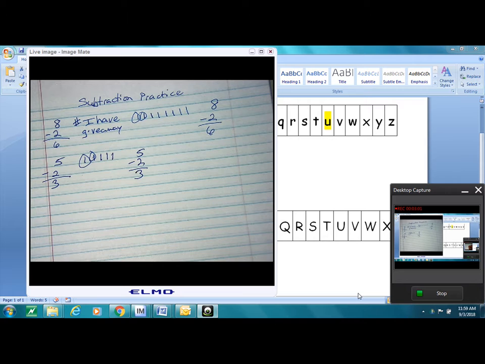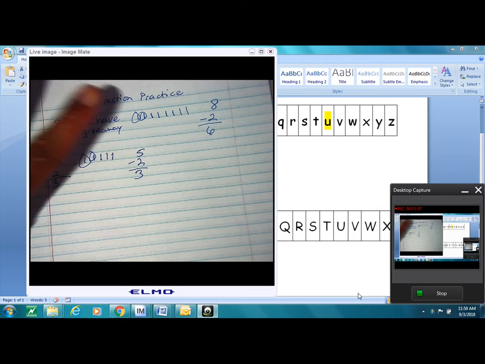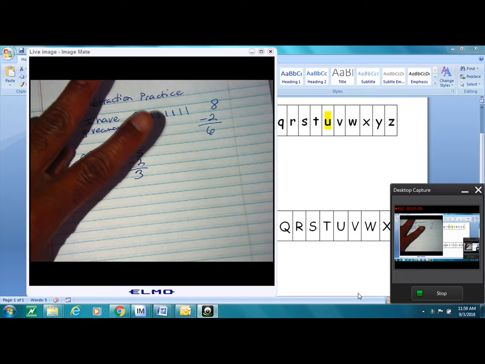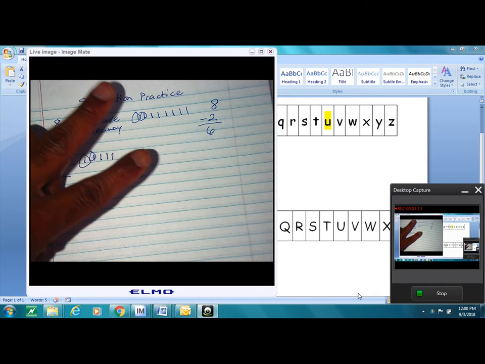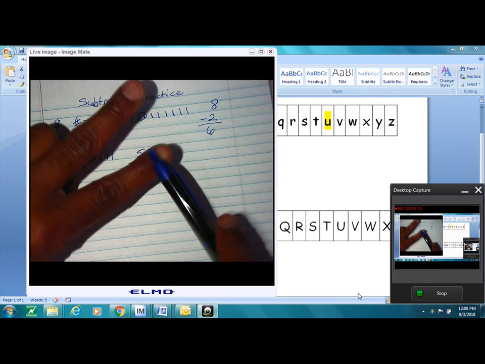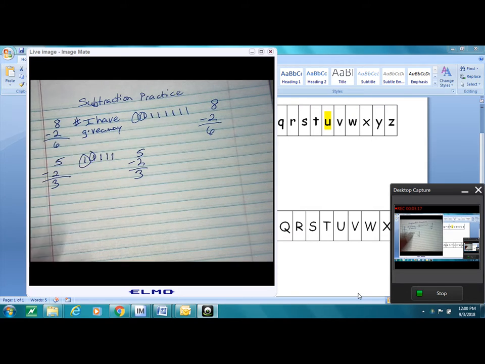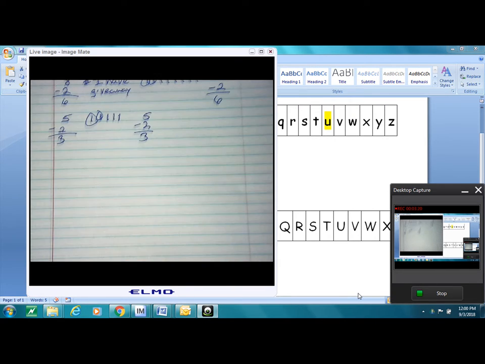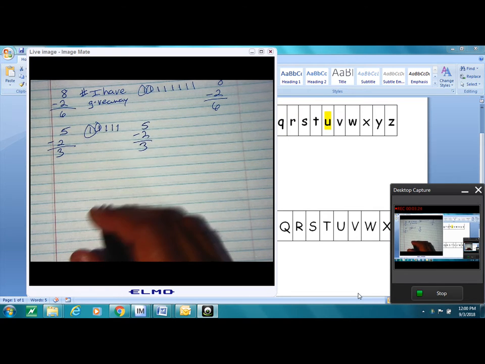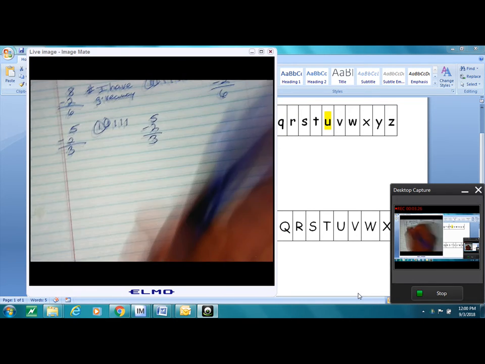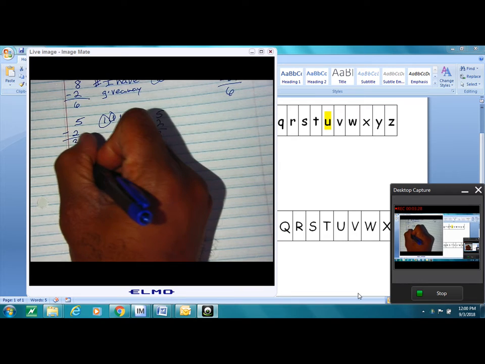What you could also do is say, start at 5, hold 2 fingers up and go backwards. You're going to have to know how to count backwards to do it that way. So 5, and then we're going to count backwards. The number before 5 is 4, 3. So 5 minus 2 is 3. You have to know how to count backwards to do it that way. And if you don't know how to count backwards, then that's probably not the way for you.